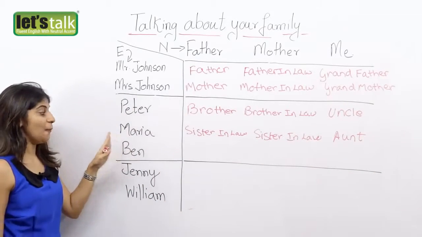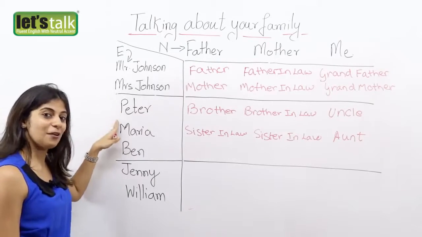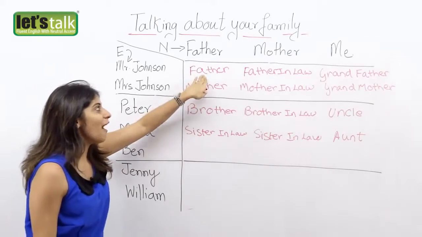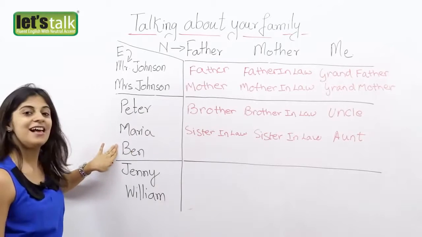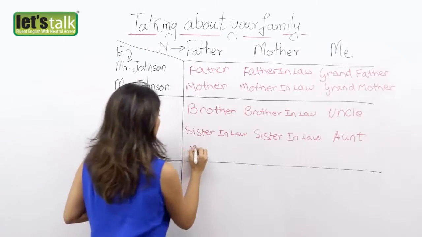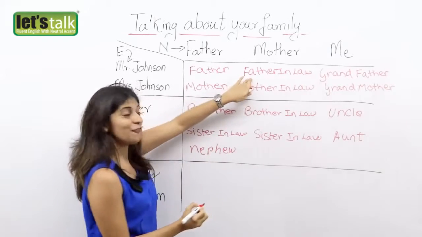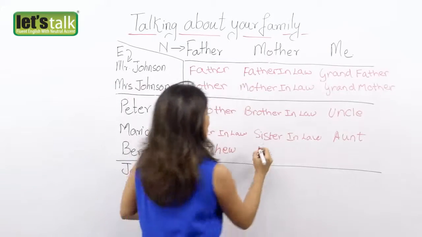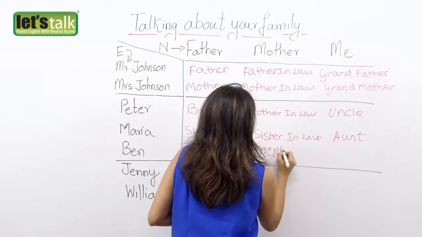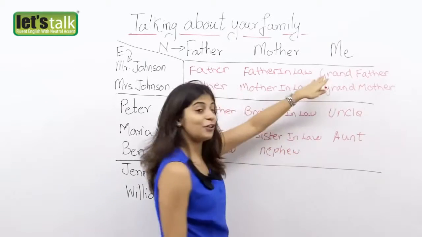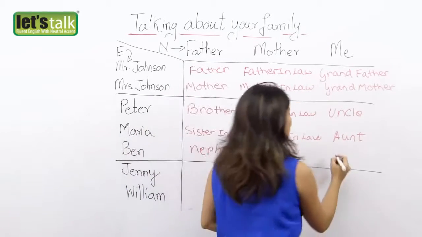And Ben. Now, Ben is Peter and Maria's son. So for your father, he is his nephew. Also, for your mother, he is her nephew. And for you, he is your cousin.